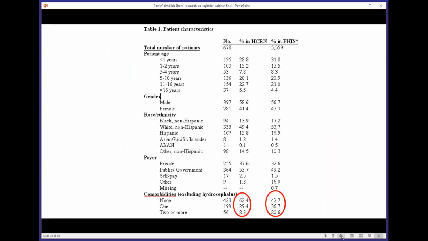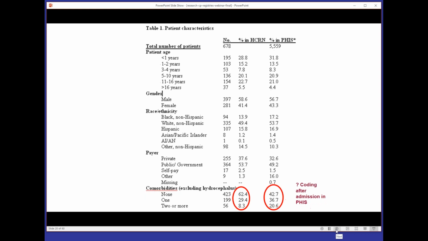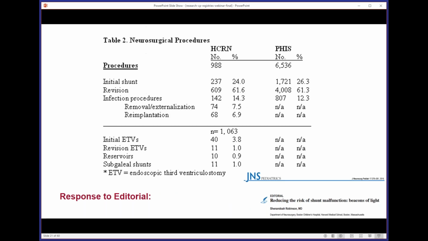What we want to do is compare what our patients look like versus the FIS, and race, gender, ethnicity, payer all look good. They had more comorbidities, but we think that is because of coding. Those are coded immediately after surgery versus FIS codes on discharge. And then similarly, we had a similar mix between new shunts, revisions, and infection procedures.